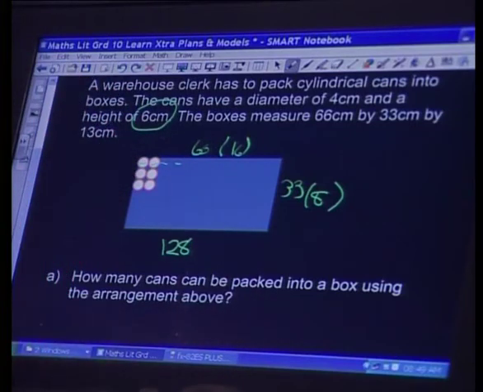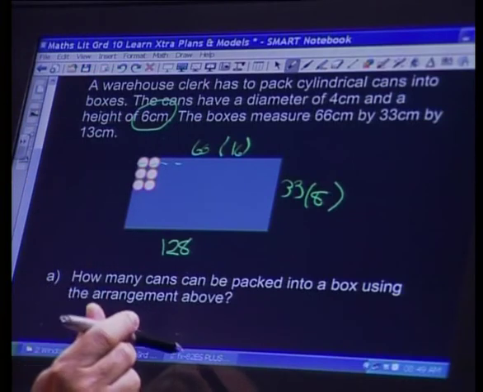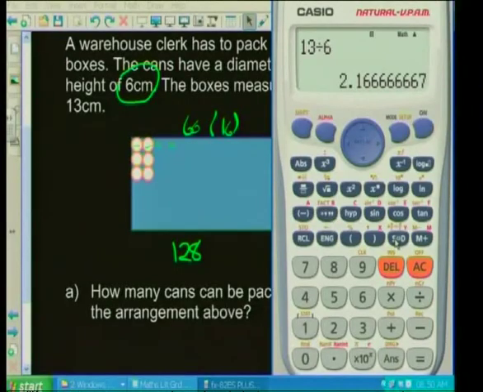So the question we'd need to ask is, could we stack another set of cans on top of our first arrangement that we had of 128 cans? Well, with 6 centimeter height for the cans and having 13 centimeters at our disposal, we can check on our calculator. 13 divided by 6 gives us 2.16. That means we can actually fit a second layer on top. We've got 2 sets that we could fit in here. Obviously, again, we're rounding down so that we don't go up to a value of 3.